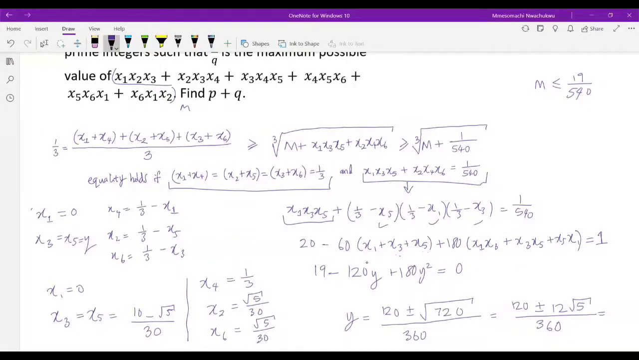And we see that when we fix these values, we get that this value is achievable. So this 19 over 540 is achievable. And so we see that m is less than or equal to this, so it can achieve 19 over 540, but it cannot go higher than it. So this is just one example of the values that can achieve this.